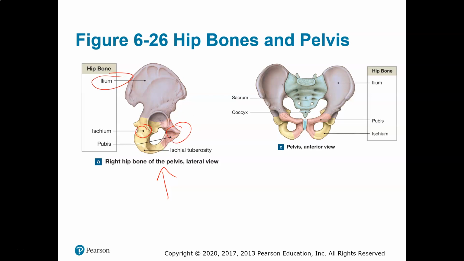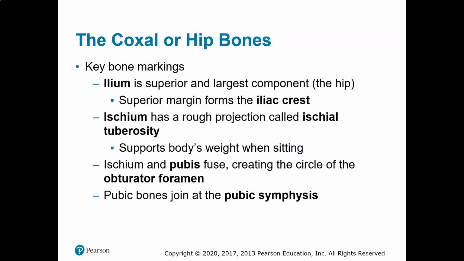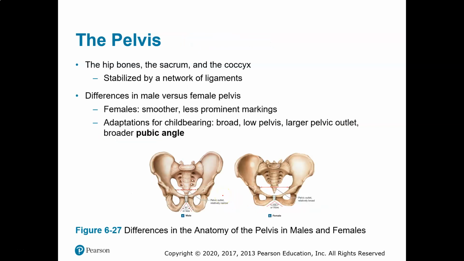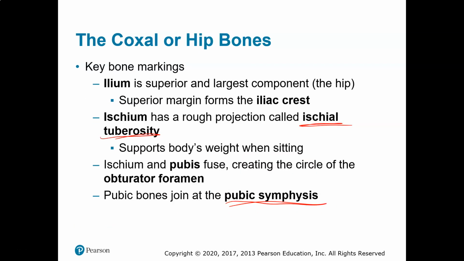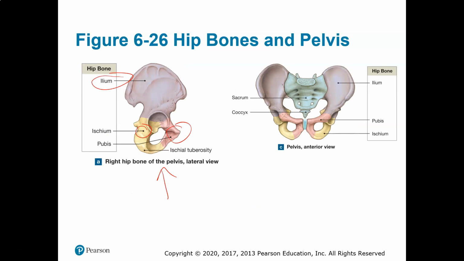And there is a structure on the ischium called the ischial tuberosity. I want you to be familiar with that, and I want you to be familiar with the pubic symphysis. So the ischial tuberosity is here, and these are your sitting bones. These are the bones that you actually sit on. When you're sitting down, this is what you're putting your weight on. And the pubic symphysis is right here.